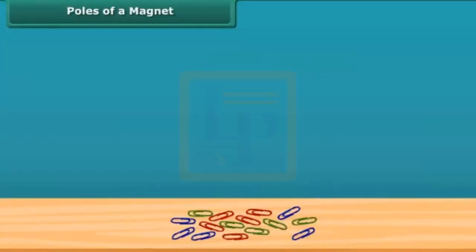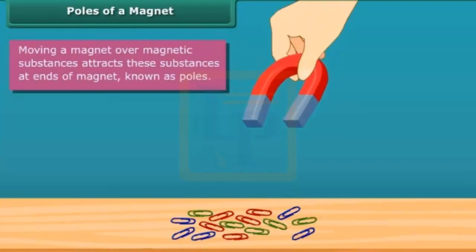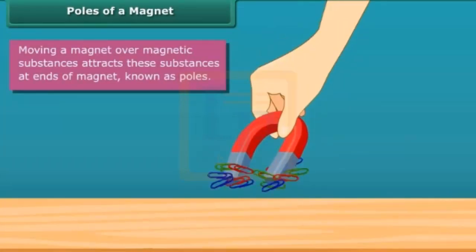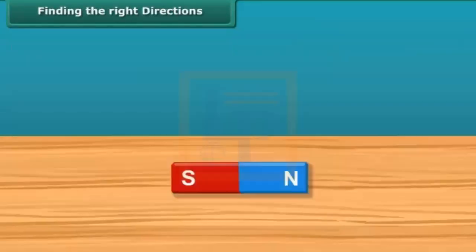Poles of a magnet. When you move a magnet over magnetic substances, you will see that these substances get attracted to particular parts of the magnet only. These are generally the two ends of the magnet. These ends are called poles of the magnet.